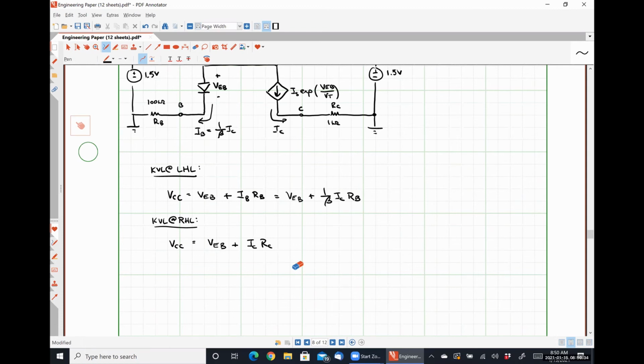So I now have these two expressions, a KVL loop around the left-hand side and a KVL loop around the right-hand side, and have found that VCC is equal to both of these quantities. So I can simply set them equal to each other, right? If I do that, what I get is VEB plus ICRC is equal to VEB plus 1 over beta times ICRB.